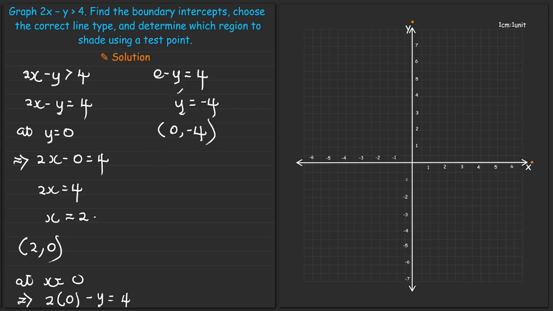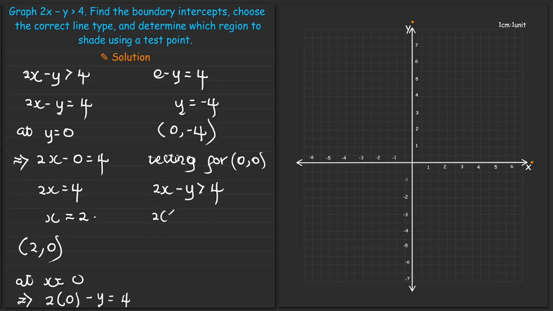So in our graph sheet, we simply locate this point. But right away, we can determine the region that is going to satisfy. So let's use 0, 0. Testing for 0, 0, that is to say, for 2x minus y greater than 4, if you put 0, 0, are we going to satisfy this inequality?